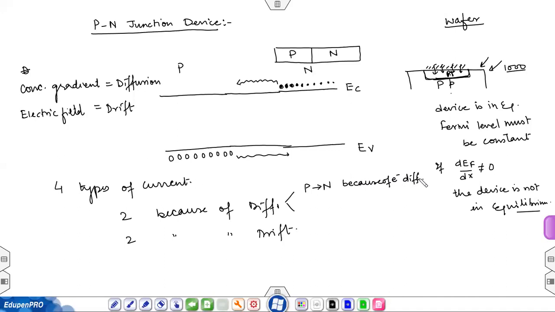Okay. The another phenomenon, holes are moving towards p to n. So what do you think the current direction is? Current direction will again be p to n. P to n. Yes, because of hole diffusion. Okay. So this is first phenomenon as soon as you create the junction between p and n.